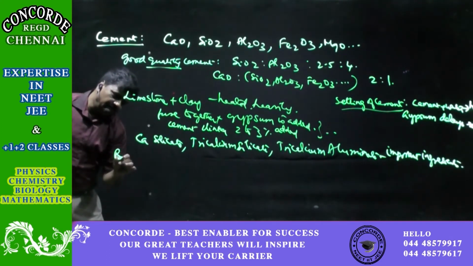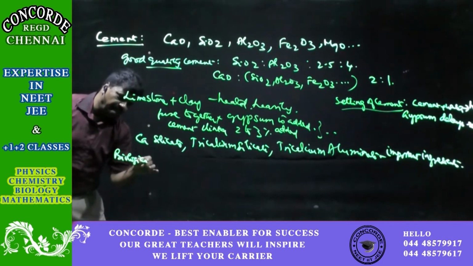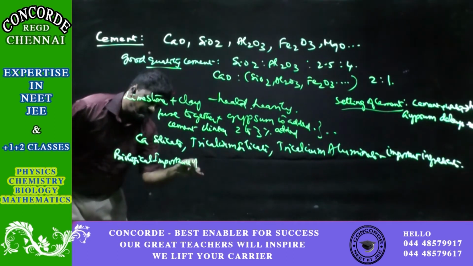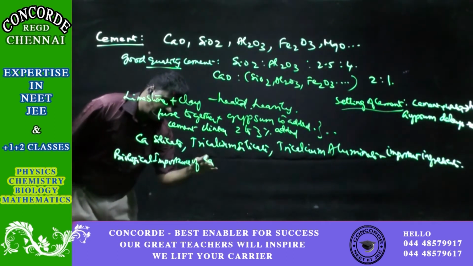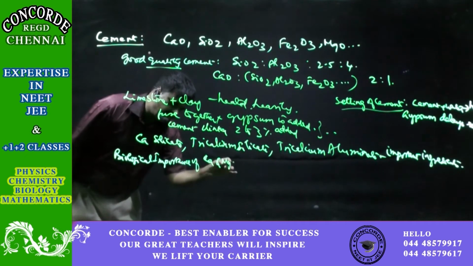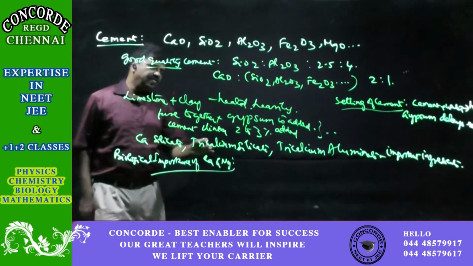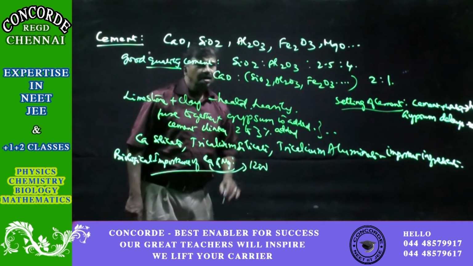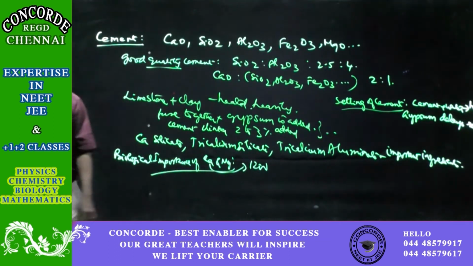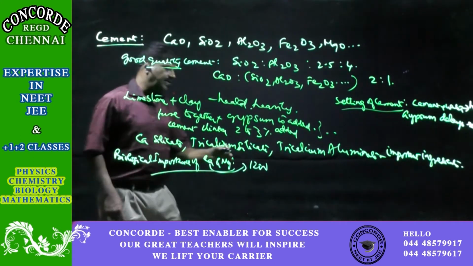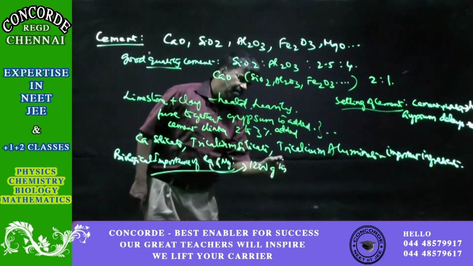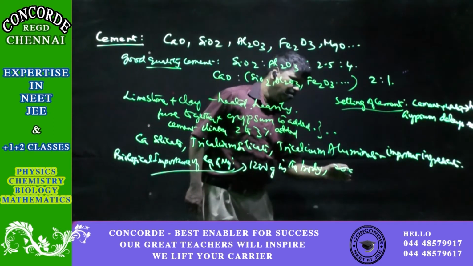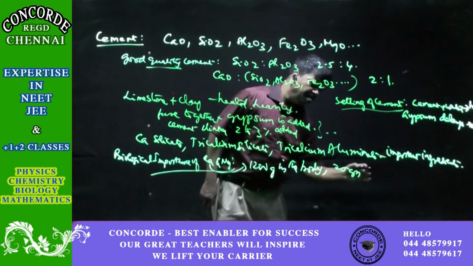Then we have to see the biological importance of calcium and magnesium, or magnesium and calcium. Calcium is required to the extent of 1200 grams. It is available as 1200 grams in the body. And then 25 grams of magnesium.